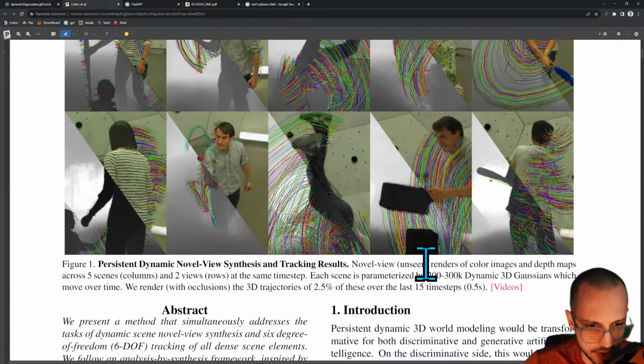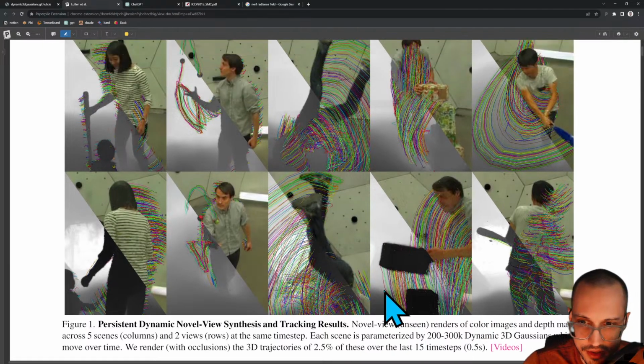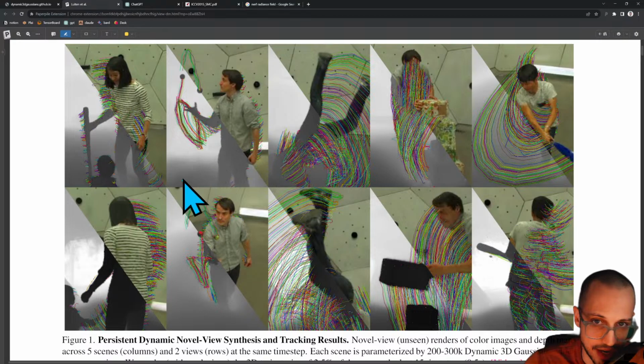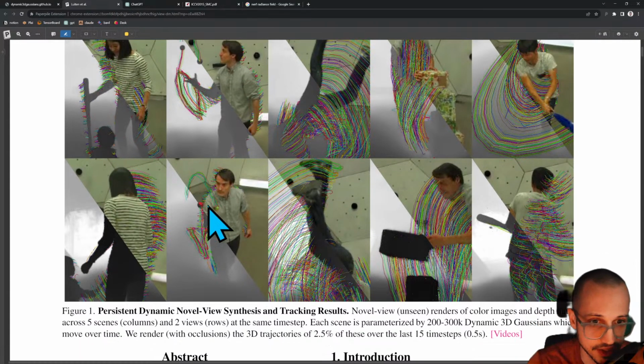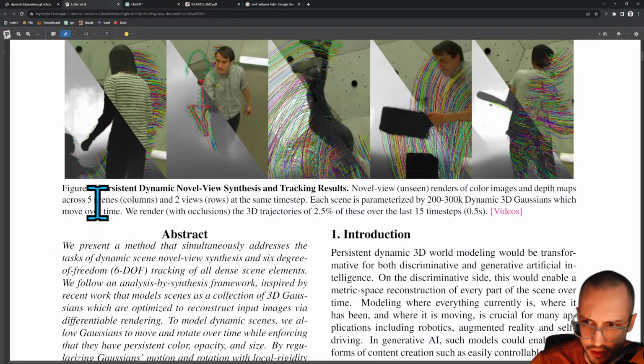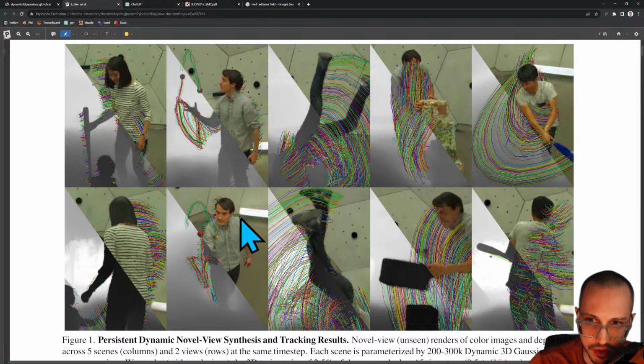Novel view, unseen renders of color images and depth maps. So these are the depth maps, the lower half of this triangle. A depth image is here in this kind of grayscale coloring. The black means something that's very close, and white means something that's far away. So obviously this person here is fully black because they're close to the camera, and this little child here is a little bit further away. That's why they're slightly less gray. 5 scenes and 2 views. So I guess these are 5 scenes and then 2 views. This is the same point in time, but just from the front view and then the back view.